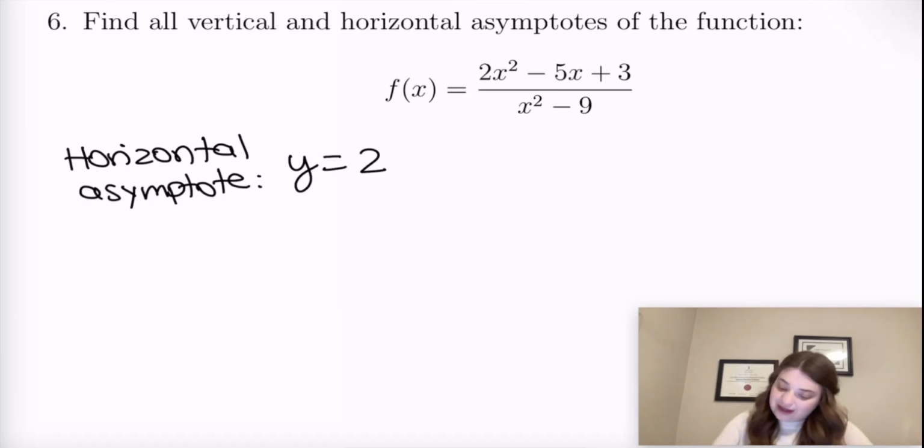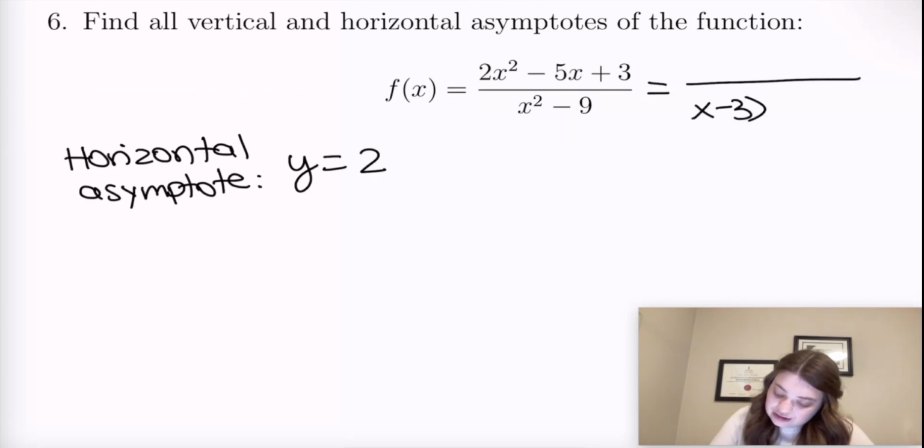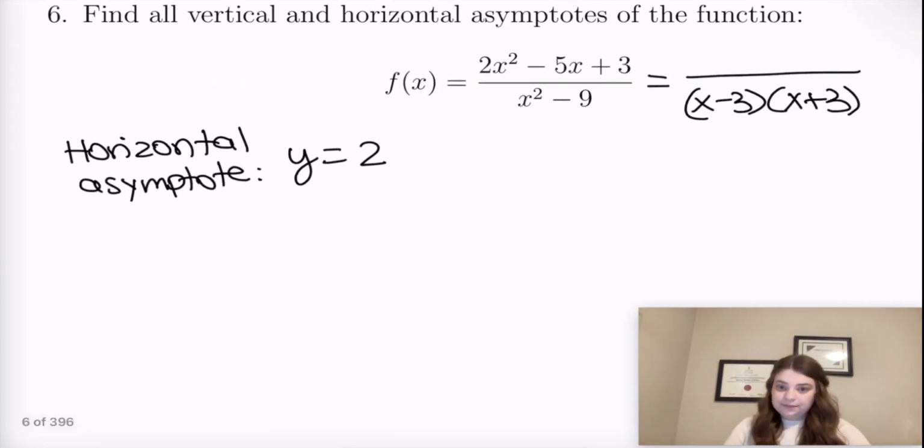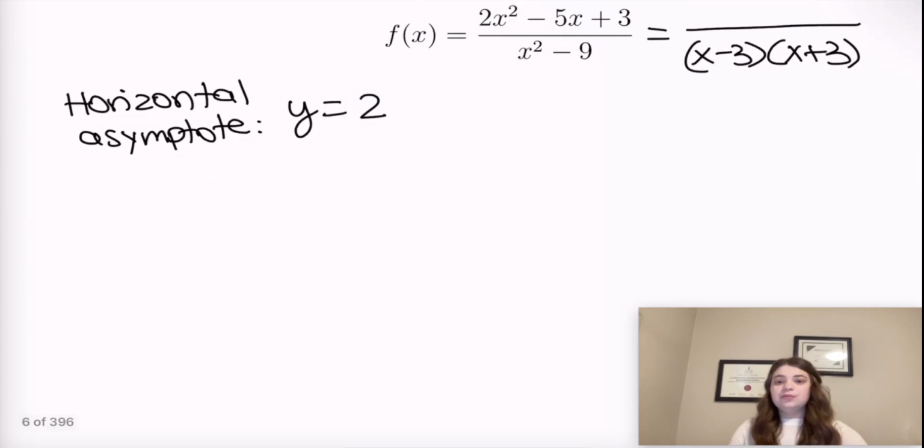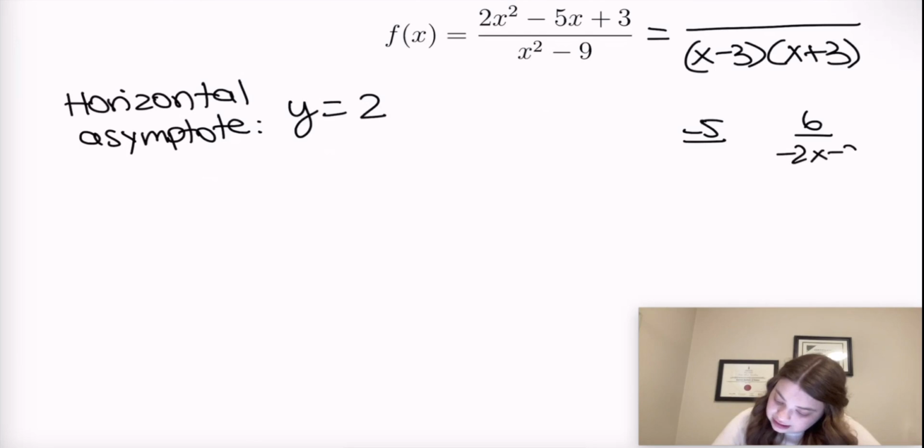So let's start by factoring the denominator. That's a difference of squares, so it's just going to be x minus 3 times x plus 3. And then to factor the numerator, I'm going to multiply the a and c values, so the leading coefficient with the constant. So 2 times 3 gets me 6. And then negative 5 is just negative 5. And I need to find two numbers that multiply to 6 and add to negative 5. And those numbers are going to be negative 2 and negative 3.